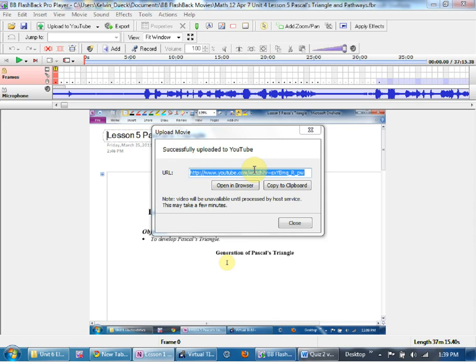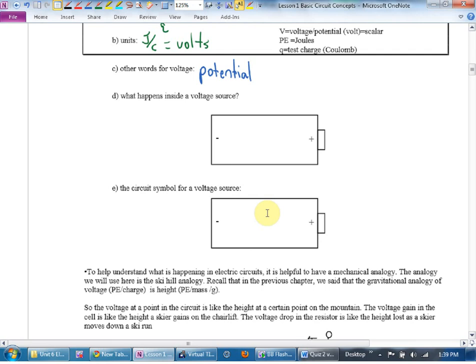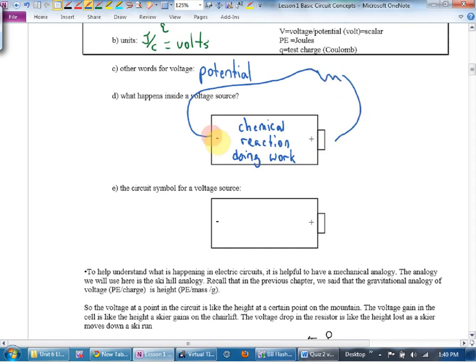What's going on inside a battery? Well, inside a battery, we have some kind of chemical reaction doing work. And what it's doing, Hannah, is it's separating the charges. It's separating positives from negatives. It's pushing negatives to the bottom and positives to the top. And then if we connect a wire, don't write this part down, but if we connect a wire with a resistor, the charges will happily flow through here because they are attracted to the positive side. But they can't go the shortest path because this chemical reaction makes it very, very difficult to go backwards.